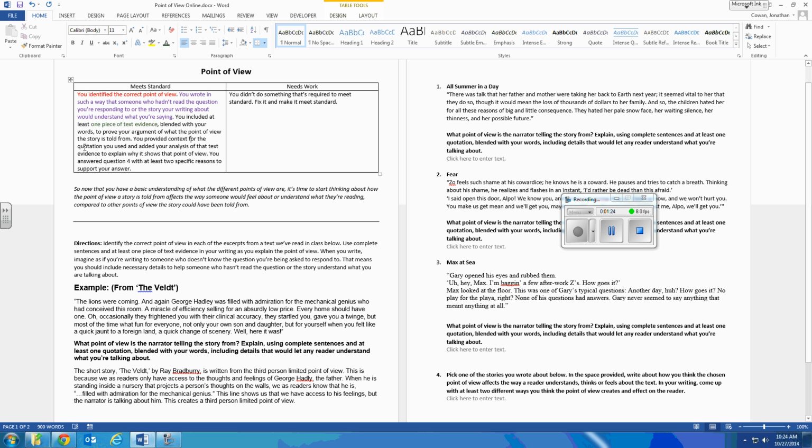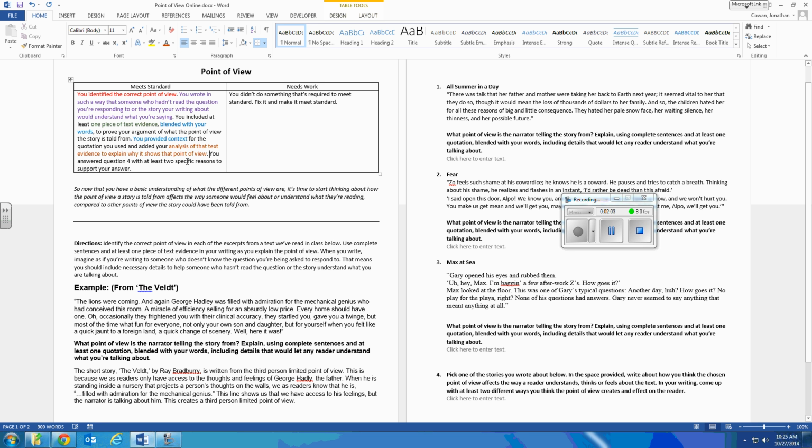You provided context for the quotation you used and added your analysis of that text evidence to explain why it shows that point of view. So for providing context, I'm going to put that the same color as blending with your words. I'm going to make that blue. I'm going to make blending with your words blue also. The reason is, usually when you're blending a quotation with your words, you're also providing context. That is, you're saying what's happening in the story to lead into your quotation. And then you also have to have an analysis of that text evidence to explain your point of view. And we'll make that one orange.